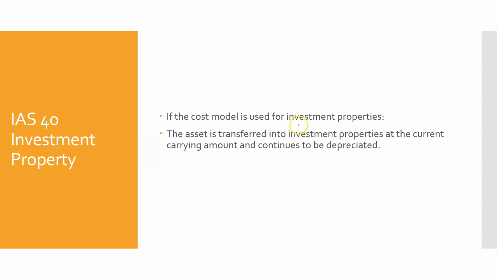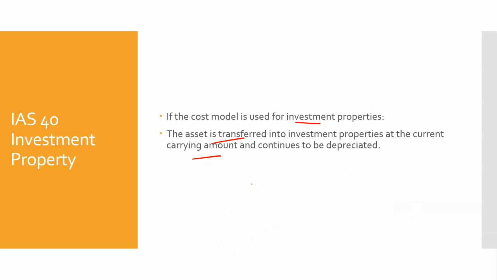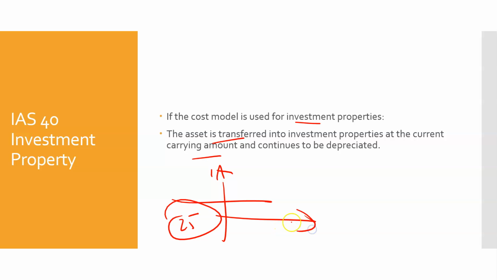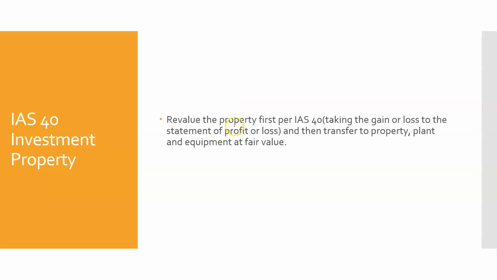If the cost model is used for investment property, the asset is transferred into investment property at the current carrying amount. So if you put it in here at 25, it's now investment property at 25, and you wish to use the cost concept, then you must depreciate as you go along, in line with the cost model for investment property. With investment property, you can apply IAS 16. It's unusual, but you can. But if it's transferred at the fair value model, that's wonderful, because all you do is revalue the property year on year.